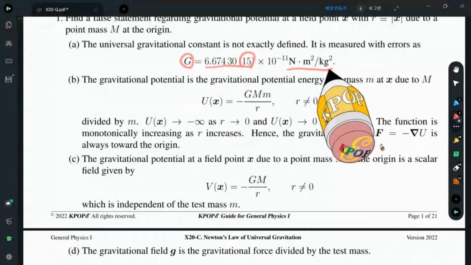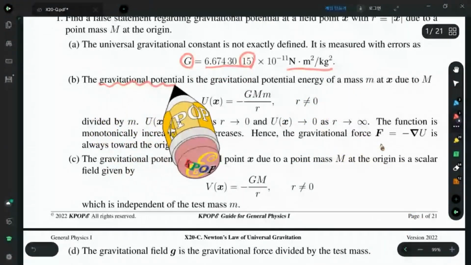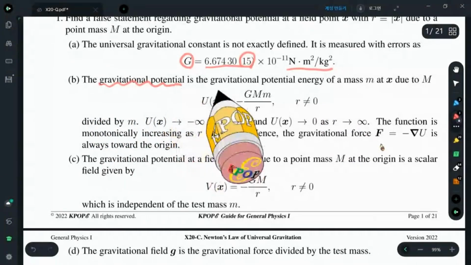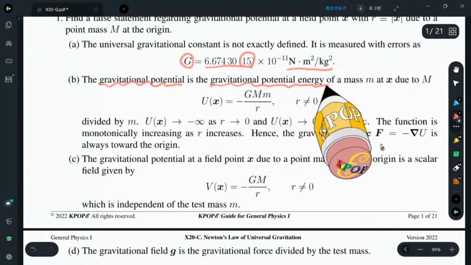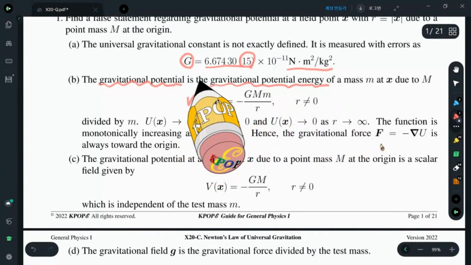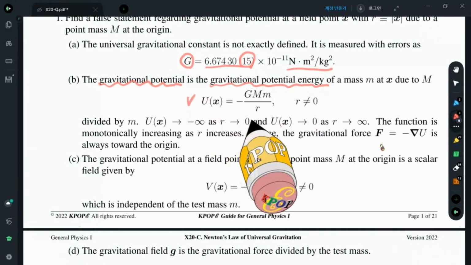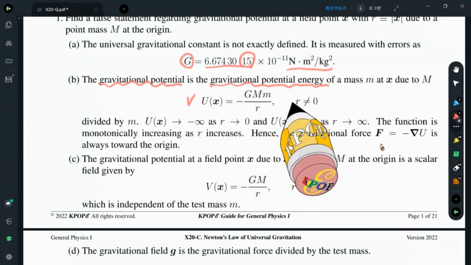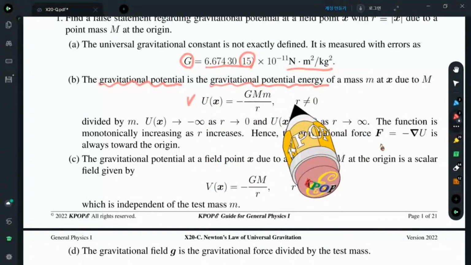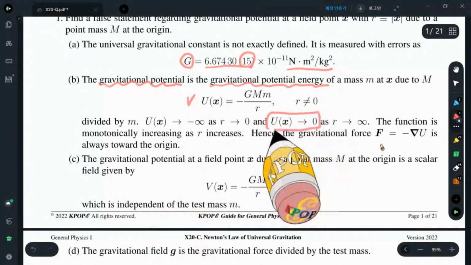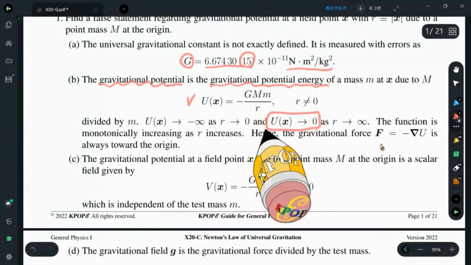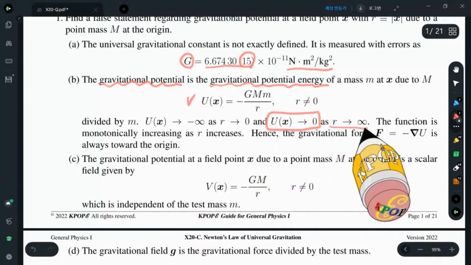The gravitational potential can be directly derived from the gravitational potential energy. So we know how to compute the gravitational potential energy by integrating the gravitational force. And usually we take the reference value U goes to 0 as the distance goes to infinity.